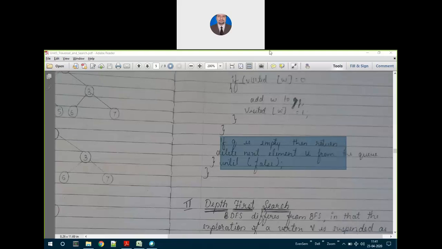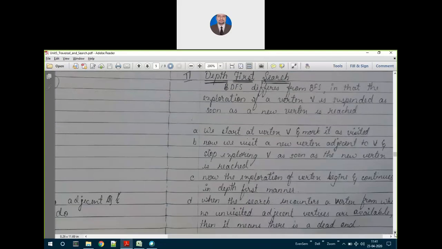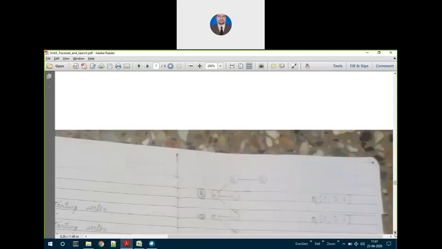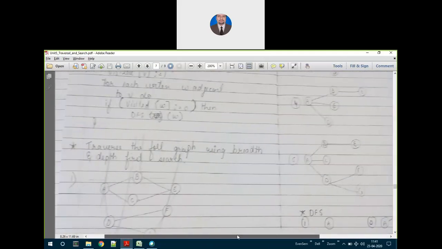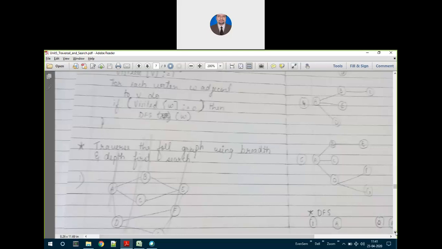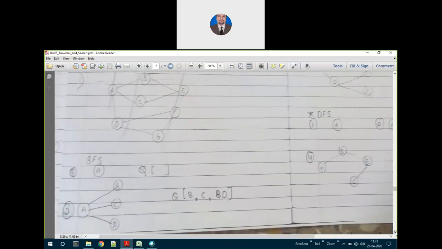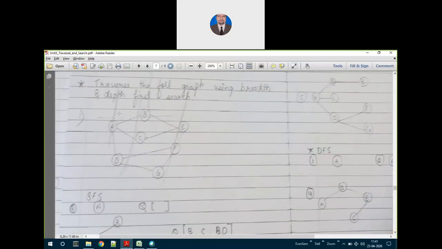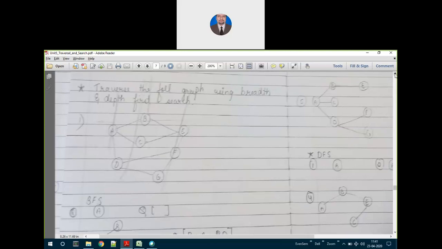Let us take one more example from the notes itself. Let me scroll it down. So is this particular graph visible? A, B, C, D, E, F, G, and these are the edges connected to it. Now we will see how BFS works on this particular graph.